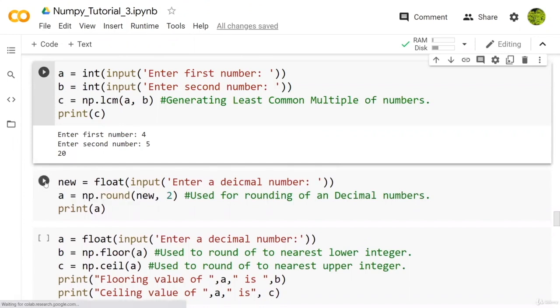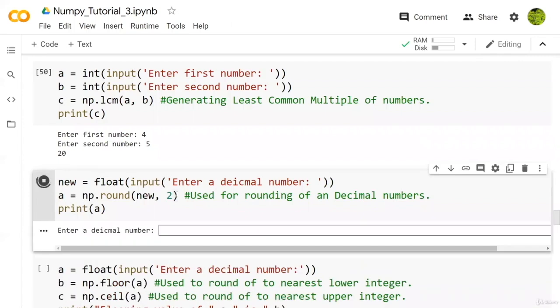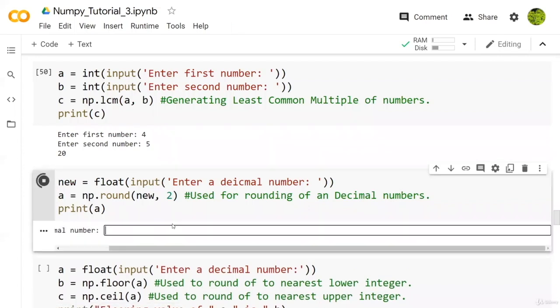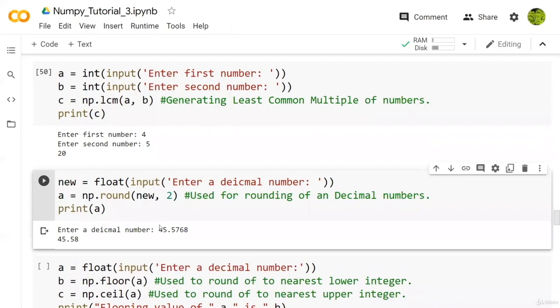You can round off the value which is given by the user. Suppose that your bill is 45.67. You can just round off to 2 digits. Just press enter, and your answer will come. Okay, so I have taken 2 digits itself, so you can take 45.674 like this. Press enter. It's going to round off this way.